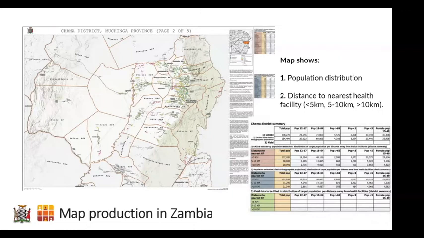To the maps, we also added population estimates. There were three key sources of population. The first was based on the Grid3 bottom-up estimates model. The second was based on ZamStats, the Zambia Statistics Agency's official projections. The last one was empty, as you can see, because it was left for health facility staff to fill in with their own headcounts. The population was broken down into three main strategies: fixed point, which is within 5 kilometers of a health facility; outreach, which is 5 to 10 kilometers; and mobile, which is greater than 10 kilometers.